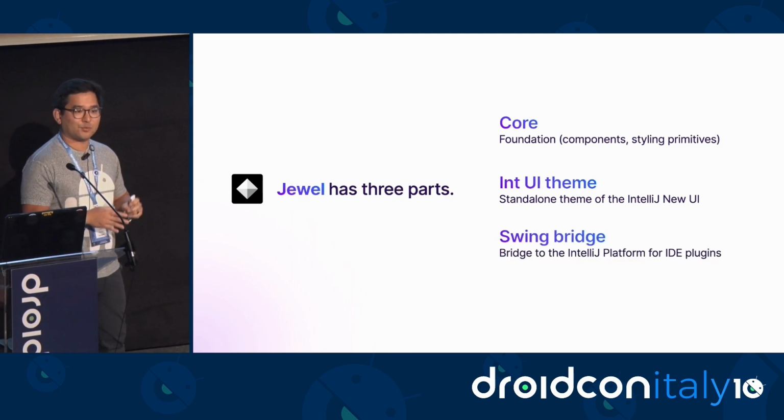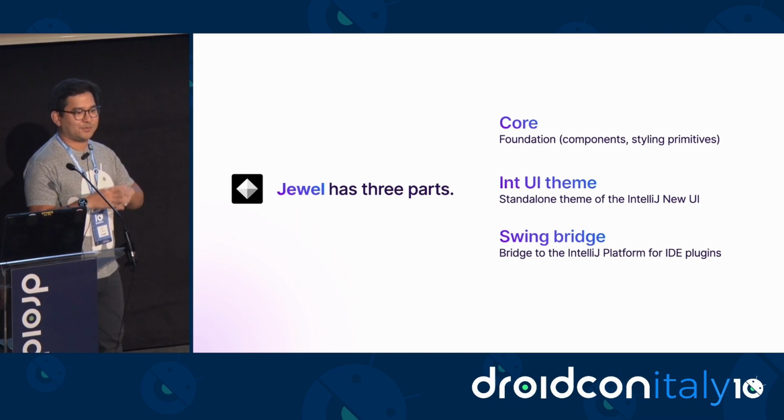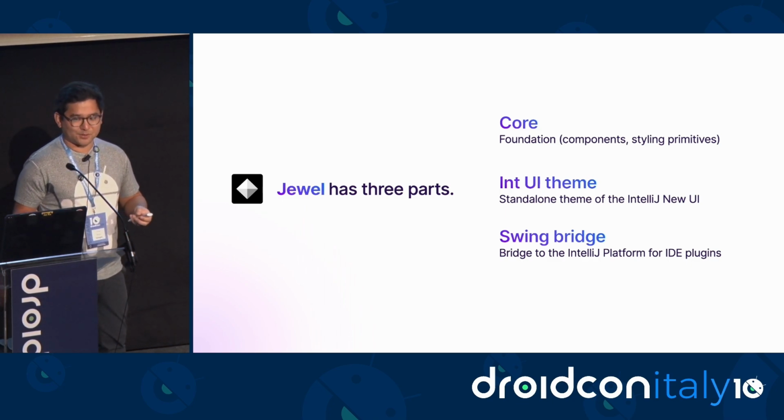And then the third, which is more for the IDE, is the swing bridge. And so this is the layer that handles all the communication with the IntelliJ platform. So this pulls all the themes and styles and the font rendering to make sure that our UI components are consistent with the swing components that sit next to it. And to go into more technical detail, Seb is going to take over.